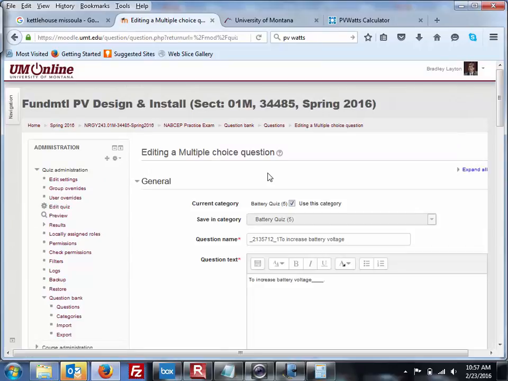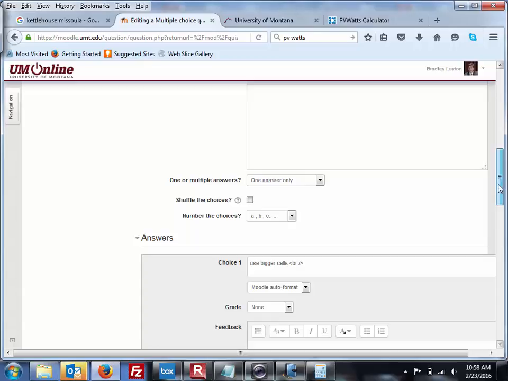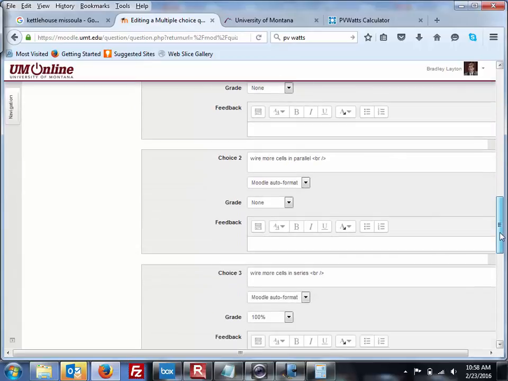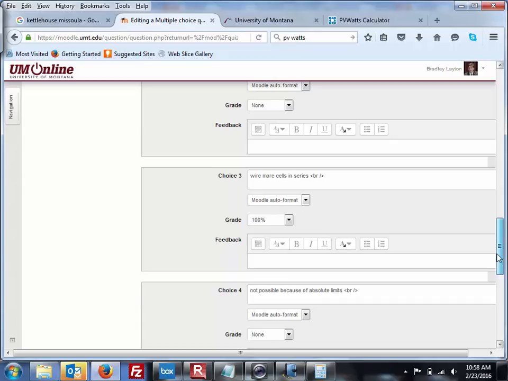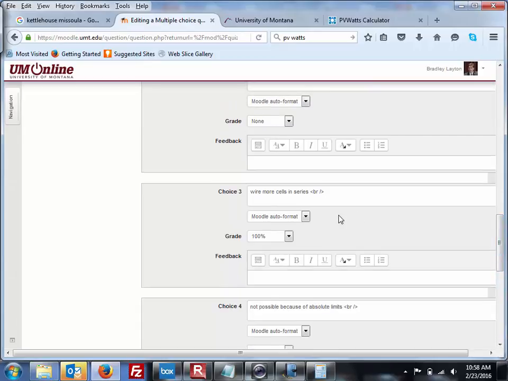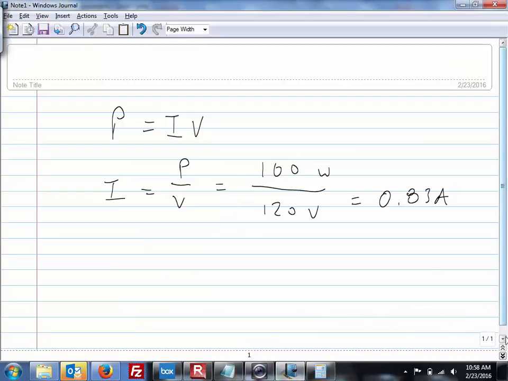To increase battery voltage, blank. Increase the current. Use bigger cells. Wire more cells in parallel. Wire more cells in series. Not possible because of absolute limits. So you guys know this one already from your DC. To increase voltage, that's how those jumpers work. So let's just go over that.